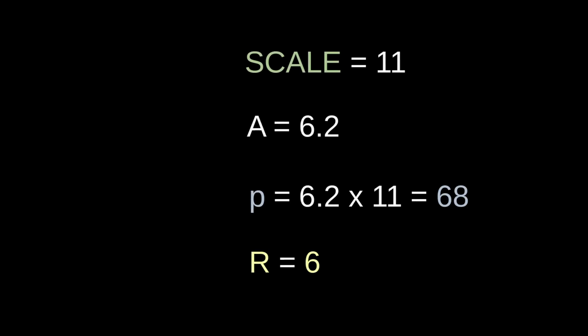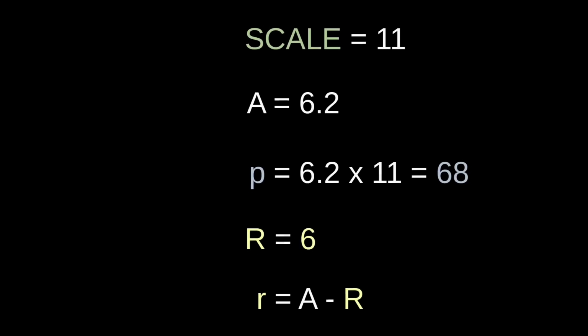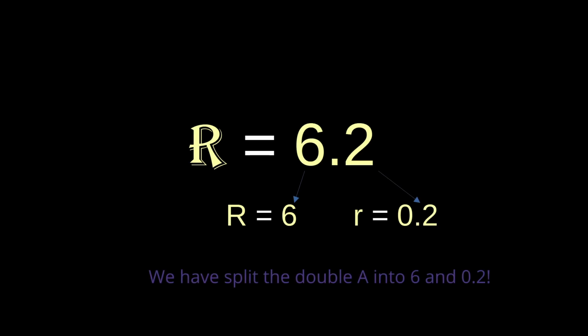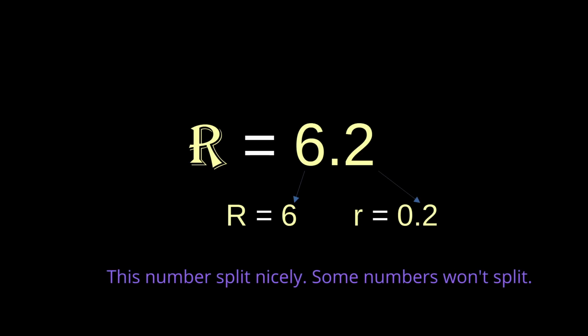And from here, it's easy to isolate the 0.2. We just take the input a and we subtract this upper digit. So we'll get lowercase r equals a minus capital R. Give us 6.2 minus 6, gives us 0.2. And at this point, we have a double-double version of our input. You'll note that a bunch of things don't split in the way that maybe you would expect. If you've got a number that doesn't fill out half of the precision, then it's not going to split in halves. But in general, the approach works really, really well.